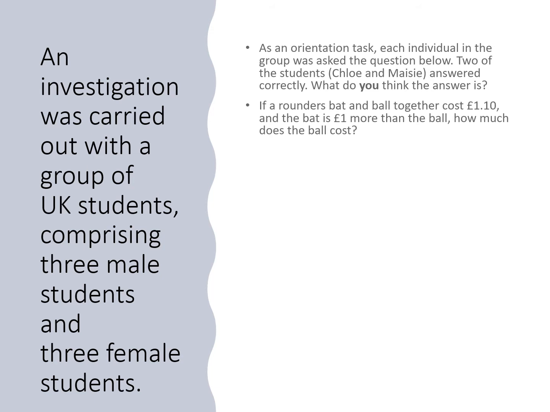So if a rounders bat and a ball together cost £1.10 and the bat is £1 more than the ball, how much does the ball cost? Does it cost 5p or does it cost 10p? So just pause me now and have a think about what the answer might be.